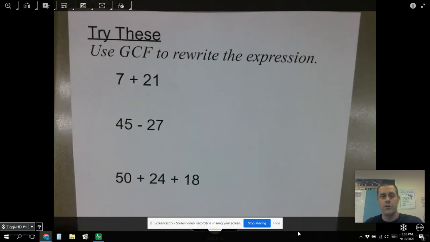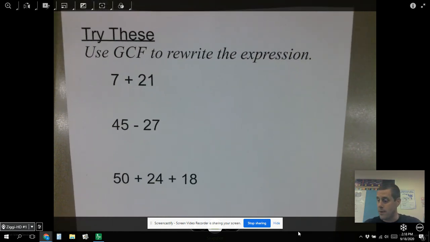All right, on your screen, you should see 3 more expressions. I want you to go ahead, pause the video, factor these 3 expressions on your own, and then come back and play the video to check your work to see how you did.